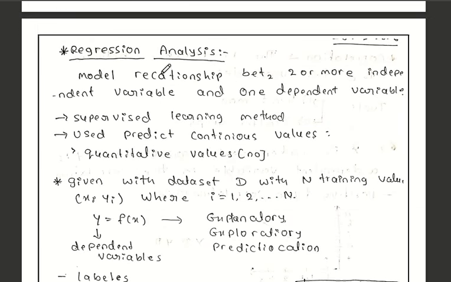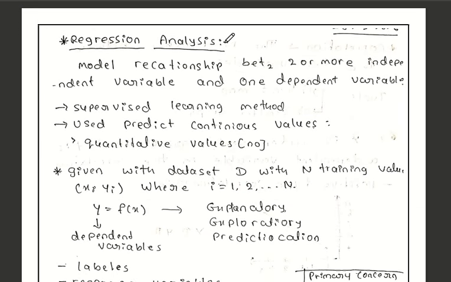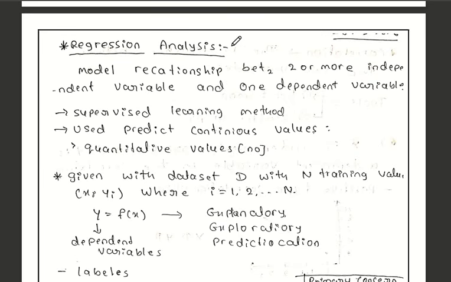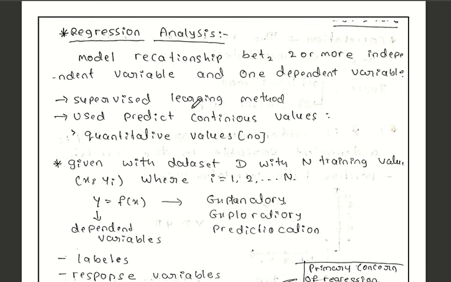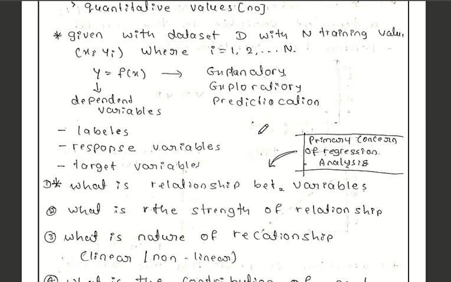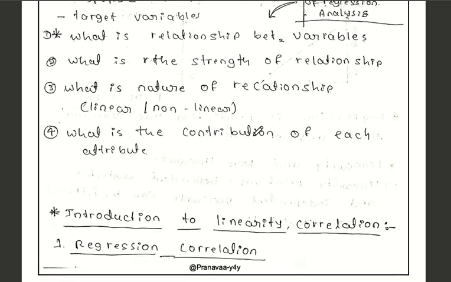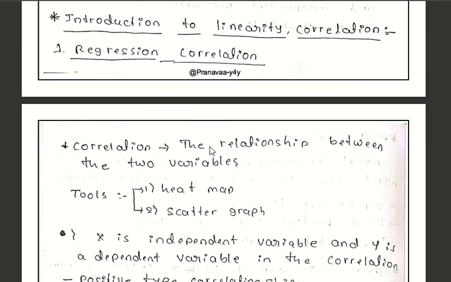Then moving on to regression analysis. It is theory plus problems. Regression analysis is a model that captures the relation between two or more independent variables and one dependent variable. It uses the supervised learning method to predict continuous values. Here you will see the primary concern of regression, and all the theory part is there. You just go through this PDF.